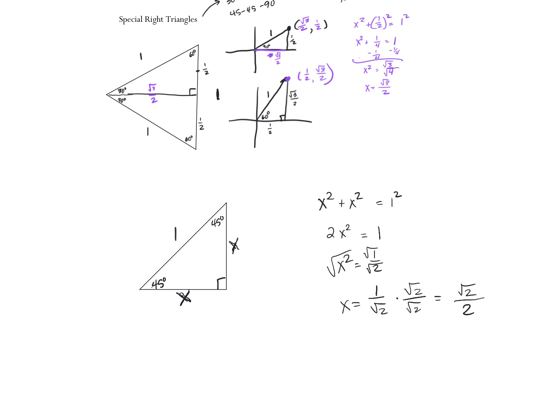So as we think through this 45, 45, 90 triangle being placed on the coordinate plane, the coordinates for those points, both the x and the y, would be square root 2 over 2 because that triangle would be an isosceles triangle.